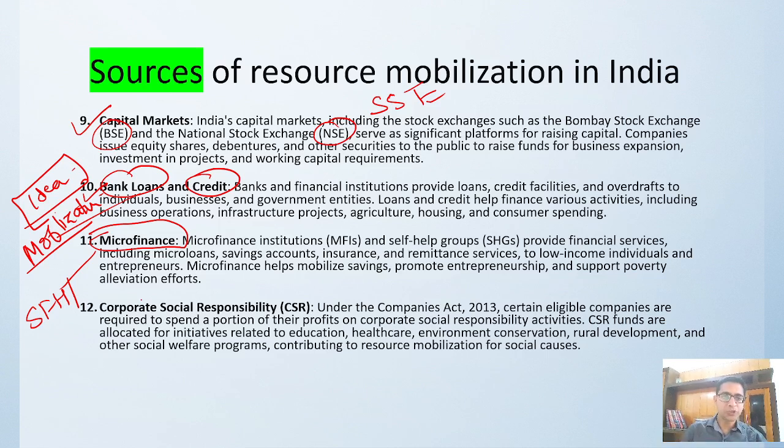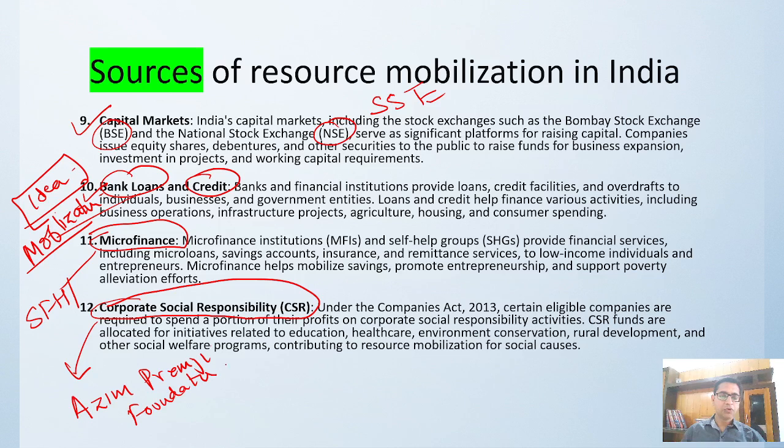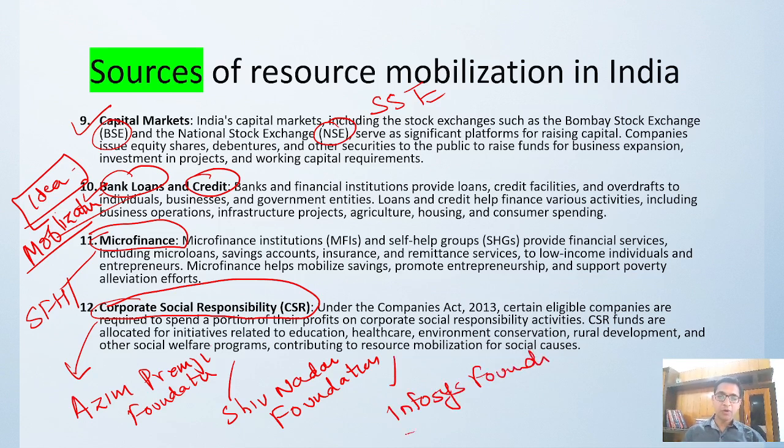Then corporate social responsibility is also giving a lot of money, a lot of resources. You know the Azim Premji Foundation. You know about the Shiv Nadar Foundation of HCL. You might know about the Infosys Foundation, right? So they are providing 2% of their net profit to corporate social responsibility.